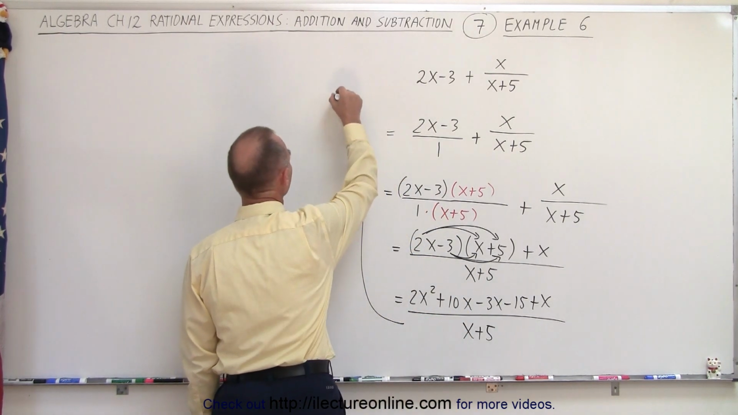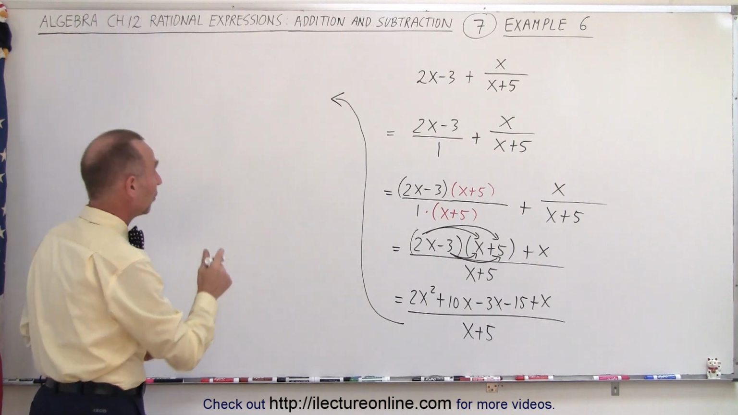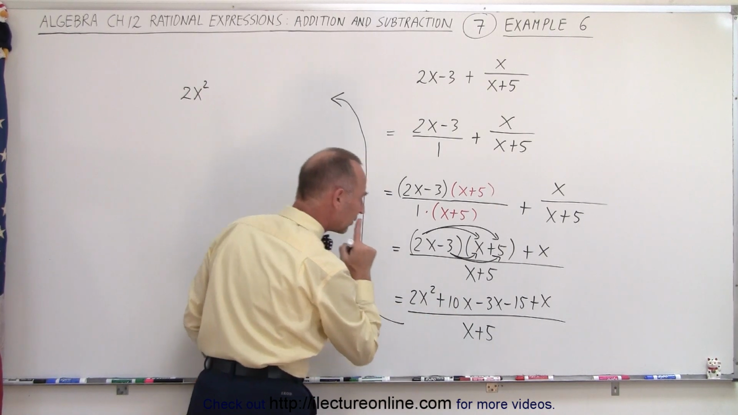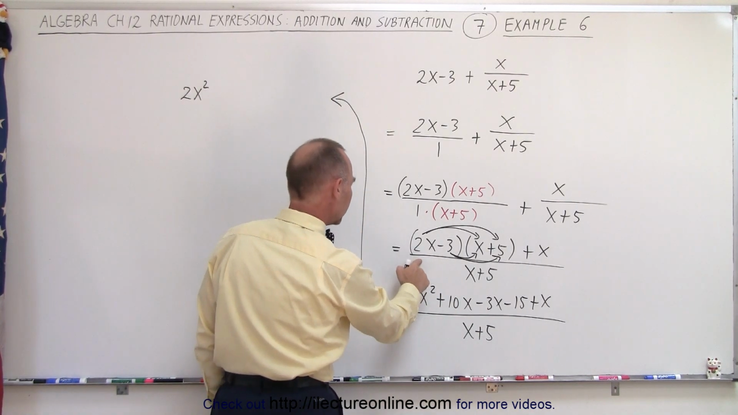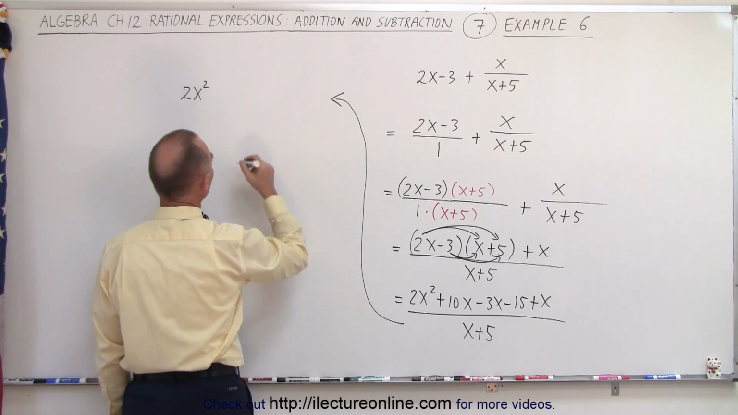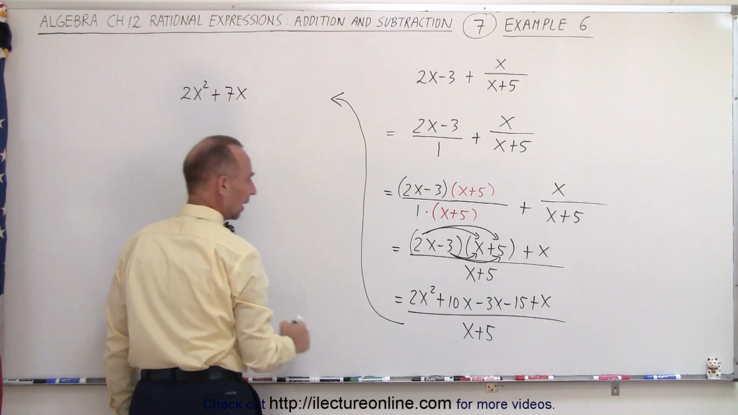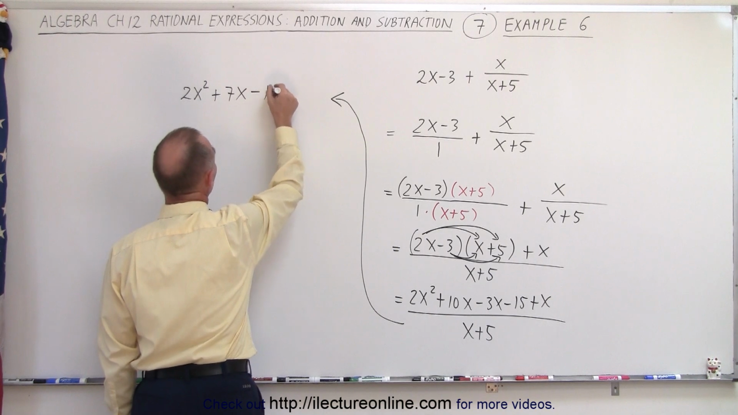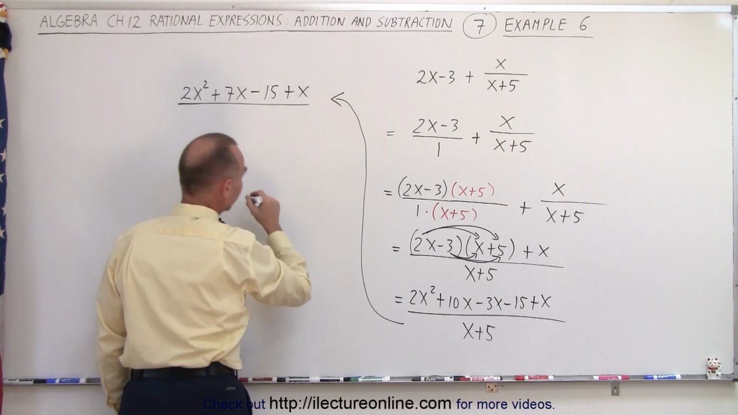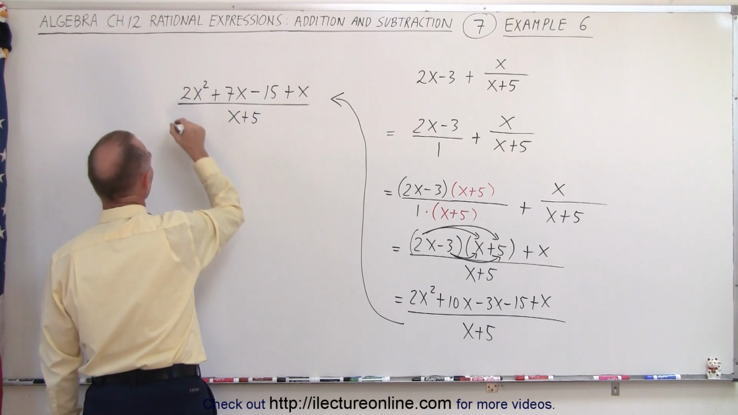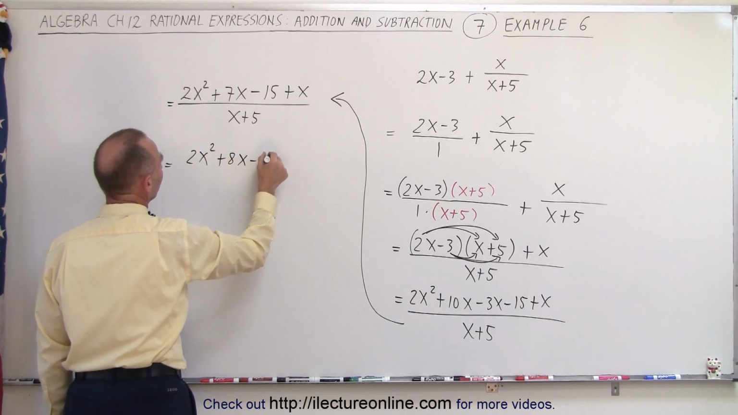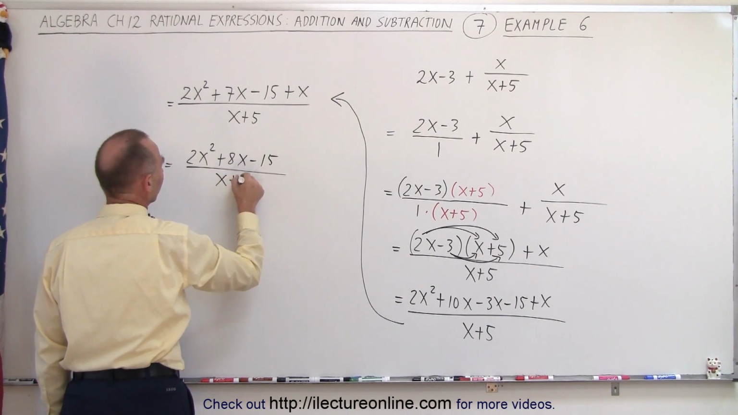So let's continue up here. Now collecting common terms, we have a 2x squared. We have plus 10x minus 3x. Let's see here. That's 10x minus 3x, that's 7x, plus x. And then we have minus 15. And all that divided by x plus 5. And so finally, we can say that this is 2x squared plus 8x minus 15 over x plus 5.